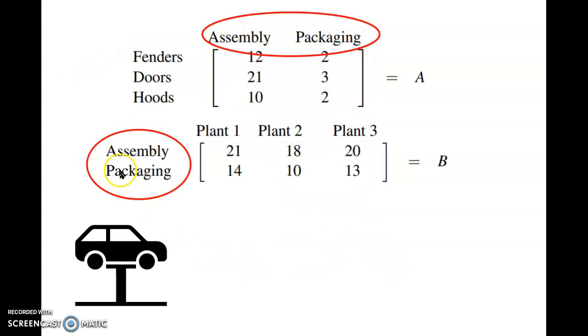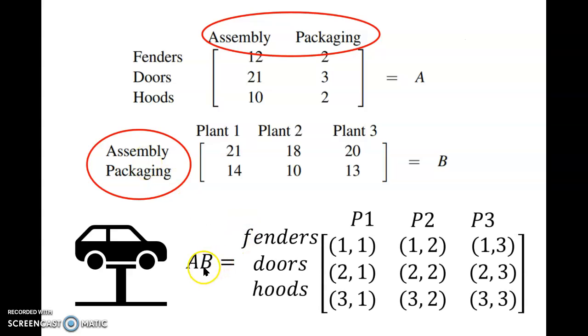And what was interesting is the assembly and packaging are the same right here, just like the 2's that were the same. So when we actually multiply A and B, we'll have fenders, doors, and hoods, and we'll have plant 1, plant 2, plant 3. And here's our 3 by 3 matrix right here.